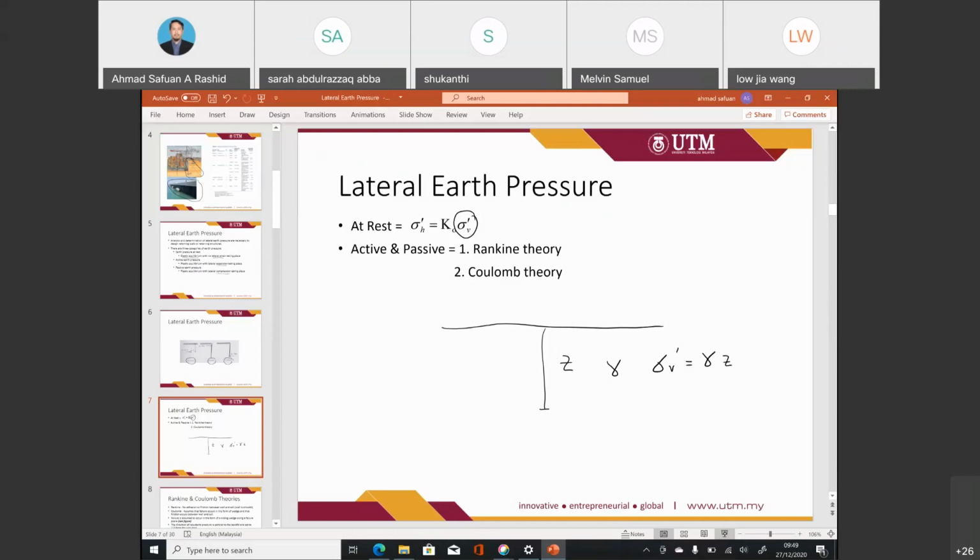To obtain the value for the lateral stress, the value for the vertical effective stress should be multiplied with the coefficient of at rest, coefficient of active, or coefficient of passive. For example, at rest, the formula is K naught equal to 1 minus sine phi. Kp and Ka we may discuss later on. For the active and passive, we have two types of theory, which are based on Rankine and Coulomb theory.